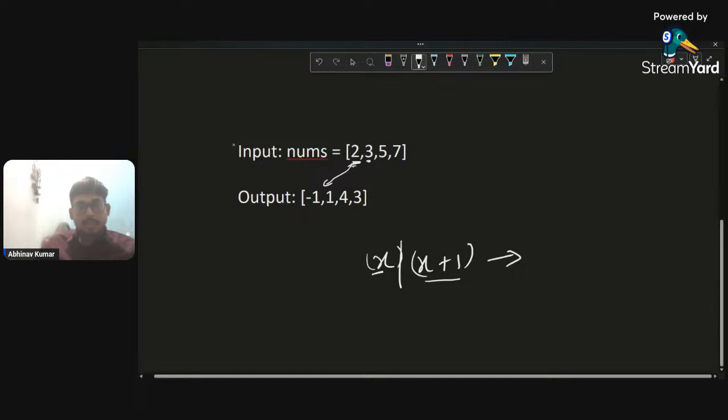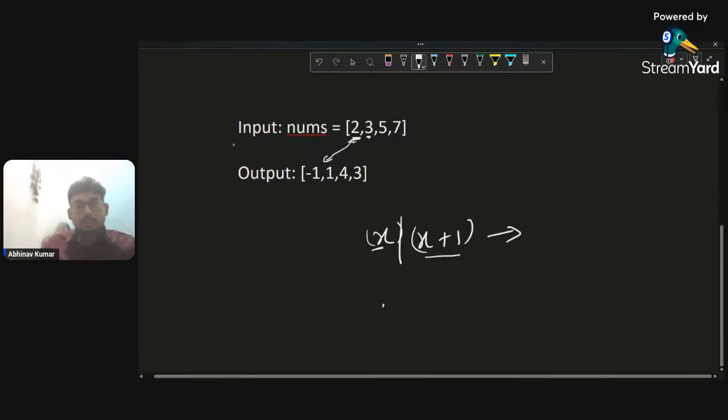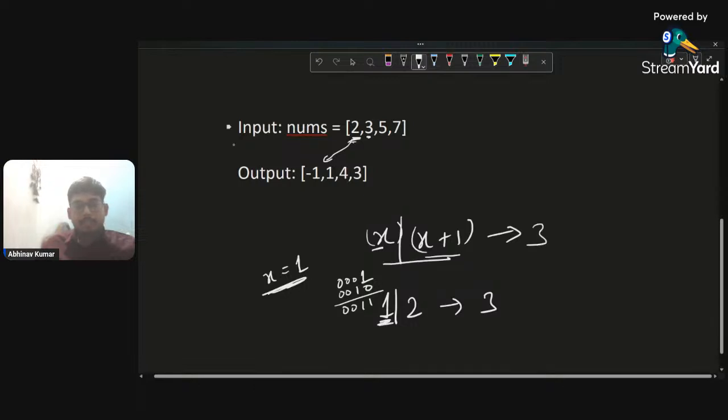Now for 3, I can get a 3 using 1 bitwise OR with 1 plus 1, which is 2. So if I take x equal to 1, then the bitwise OR of 1, which is 0001, and 2, which is 0010, is going to give me 0011, which is 3. So I know for x equal to 1, I can have x OR x plus 1 giving me 3. So my answer was 1 for this.